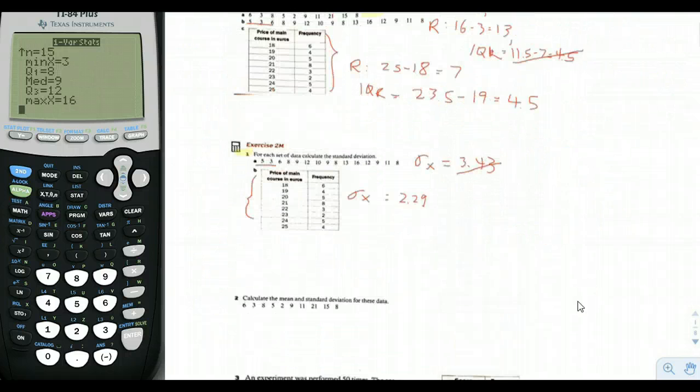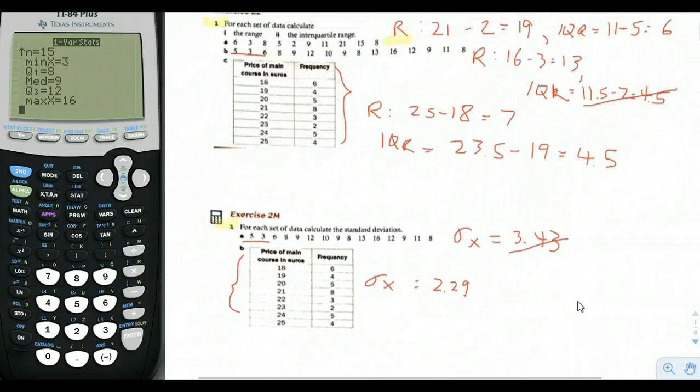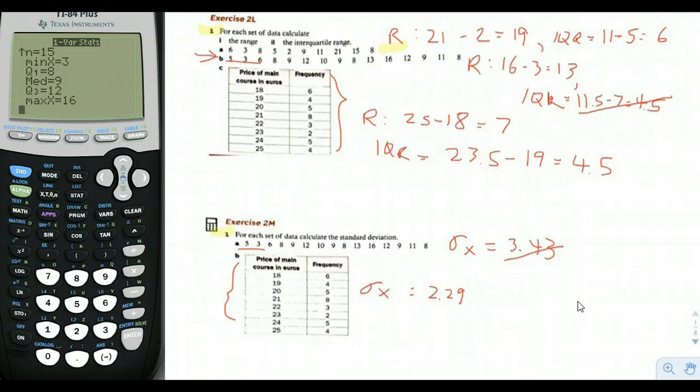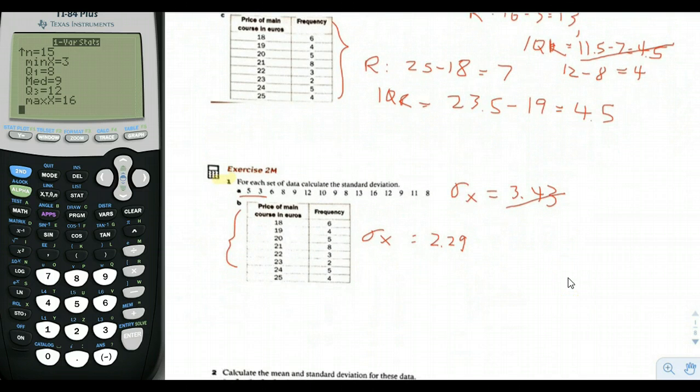Now I just noticed that I made an error in inputting some of this data. When I put in this data list, 5, 3, 6, and so on, I put in a number wrong. So actually the IQR is not 11.5 minus 7, it is 12 minus 8. So the IQR is actually 4 for part B. And coming down here, sigma x is actually not 3.43, it's 3.17. Okay, so here is the corrected data. So sigma you can see is 3.17 instead.